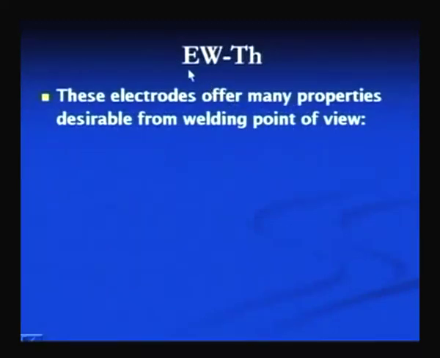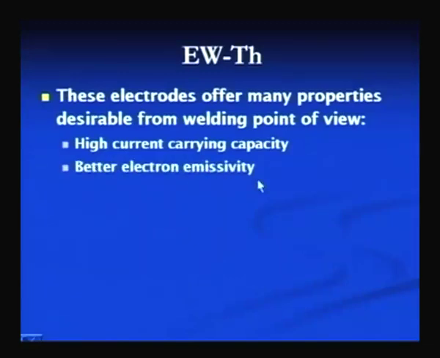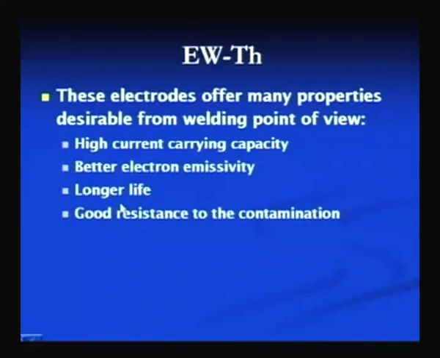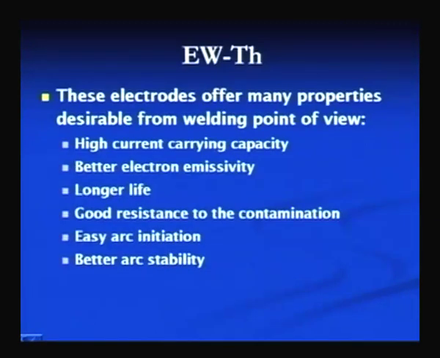You can see here that thorium coated tungsten electrodes offer many advantages over the pure tungsten electrode, like high current carrying capacity, better electron emissivity, longer life, good resistance to contamination, and easy arc ignition. Thorium coated electrodes also offer the advantage of better arc stability, because these electrodes are able to release the electrons easily, and when a large number of electrons are available in the arc region, the arc can be maintained easily, which in turn helps to increase the arc stability.